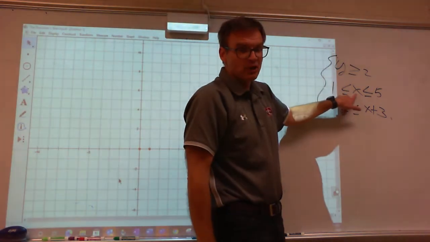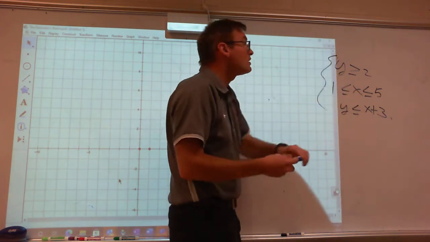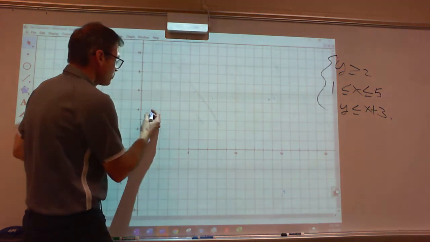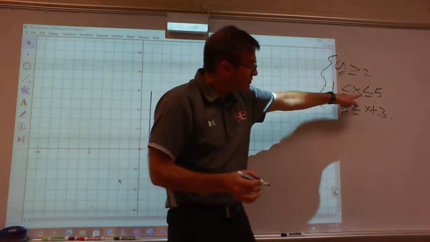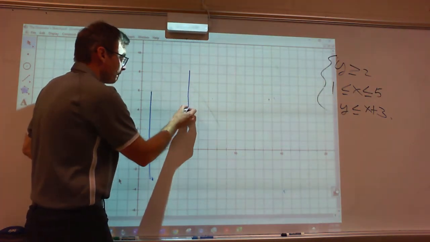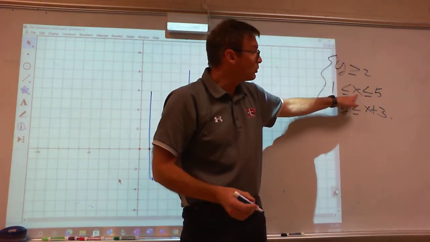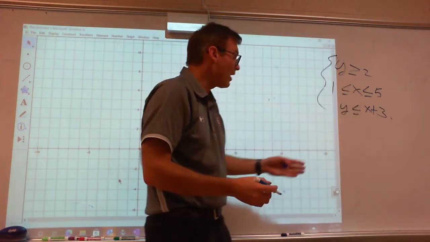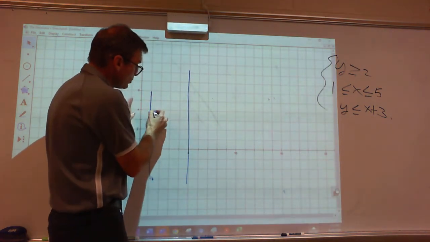Think of x equals. Anytime you see x equals with graphs, those are going to be vertical lines. So this has got a vertical line at x equals 1. This has got a vertical line at x equals 5. And what this is telling us is that we're shading in between 1 and 5. So this means I'm going to shade in between those two.